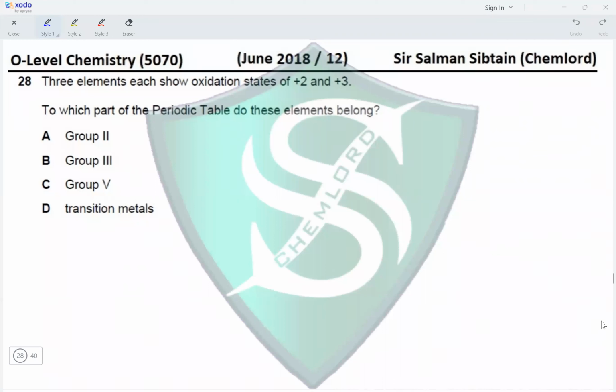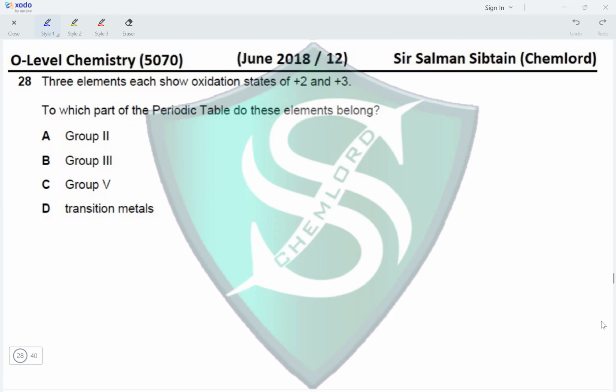Question 28. Three elements each show oxidation states of +2 and +3. So they have variable oxidation states. That means they belong to the d block of the periodic table, making them transition metals. To which part of the periodic table do these elements belong?